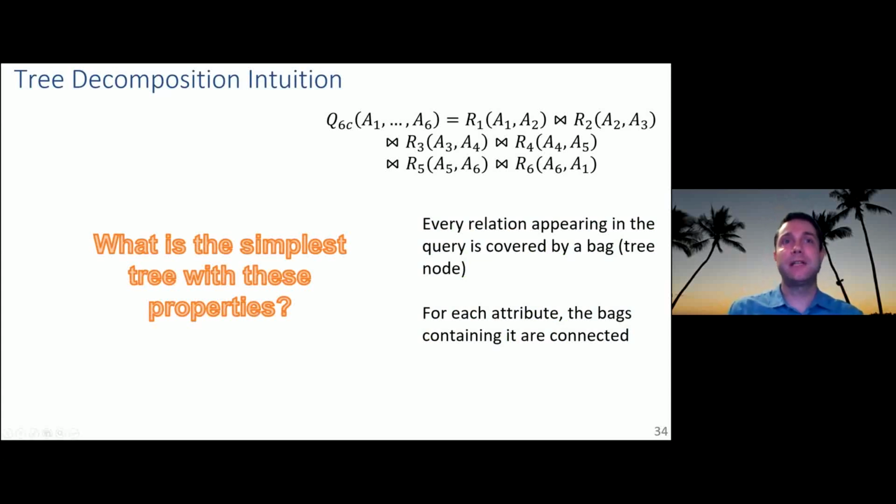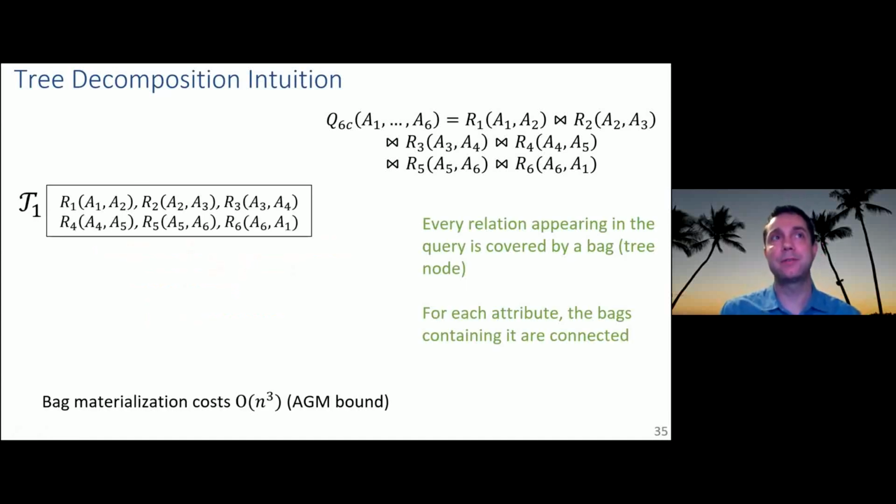So what is the simplest tree that has those properties? If you want to get rid of any kind of problems, make it really simple: put them all into one node. So we have a tree that consists of a single node, let's call that tree T1. Every relation is obviously covered by that node, and trivially, every attribute is connected. In terms of complexity, we can now run a worst-case optimal join to compute that bag. And that's exactly the cost that the AGM bound gives us, which in this case is order n cubed for our 6-cycle.